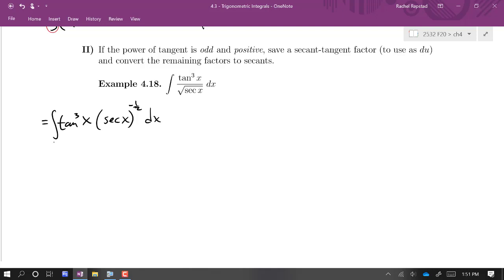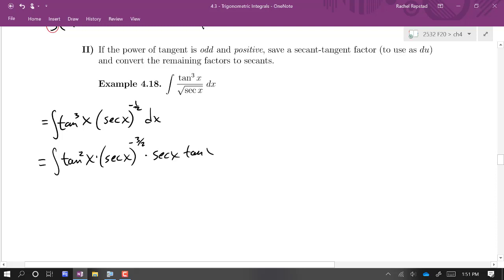So let's rewrite this. If I'm peeling off a secant tan factor for the end, then what we're left with here is tan squared x times secant x to the negative 3/2, and then times secant x tan x. You can check with the rules of exponents and convince yourself that the function we've written in this integral is equal to the one directly above.